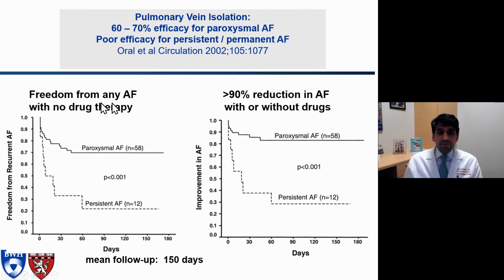If you look at freedom from AF with no drug therapy, no other antiarrhythmic, we have somewhere around a 70% success rate for paroxysmal patients. If you add an adjunct antiarrhythmic, you can get that upwards of 90%. Because of that, rhythm control nowadays is very different than rhythm control in the past. You can see that we still have a difference between paroxysmal and persistent. Like I mentioned before, we're much better at the trigger stage than we are at the substrate stage.